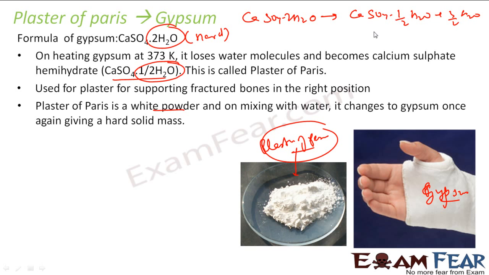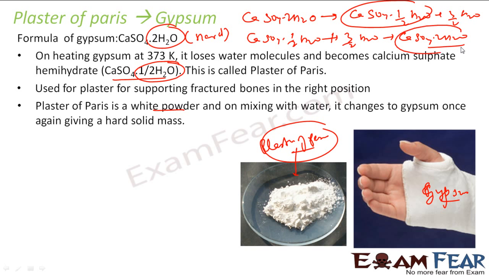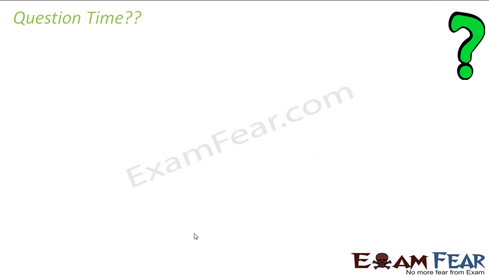For example, you have got this powder. If you add water, it becomes this hard thing. This is hard, and this is powder. On the powder, if you add water, you get gypsum. And this is used for medical purposes.